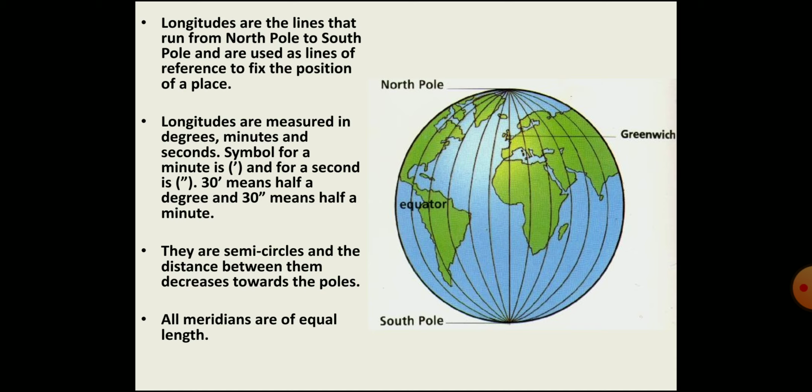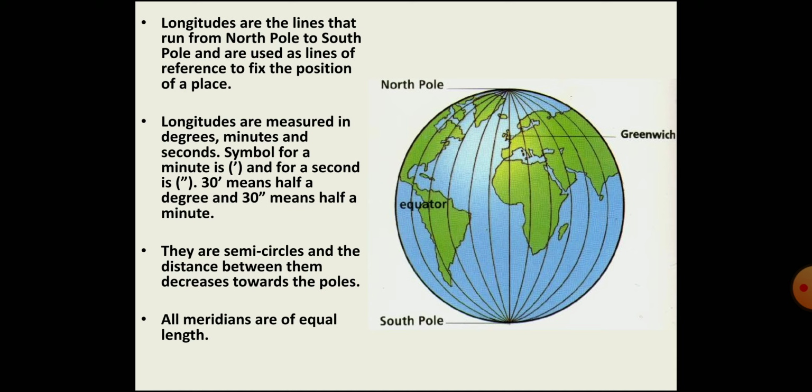The symbol for a minute is an apostrophe, or you can say single apostrophe, and that for a second is a double apostrophe. 60 minutes make up a degree and 60 seconds make up a minute. So 30 minutes means half a degree and 30 seconds means half a minute.